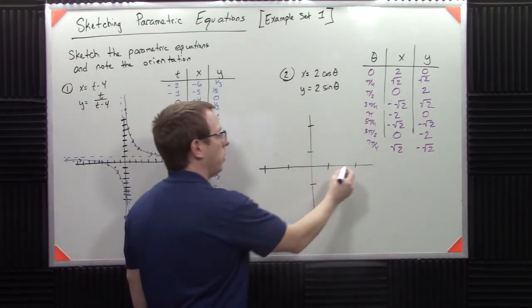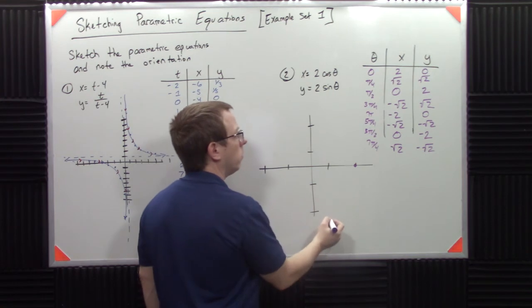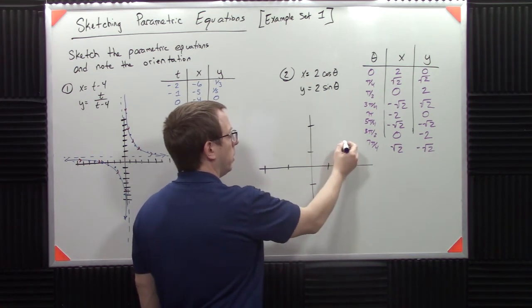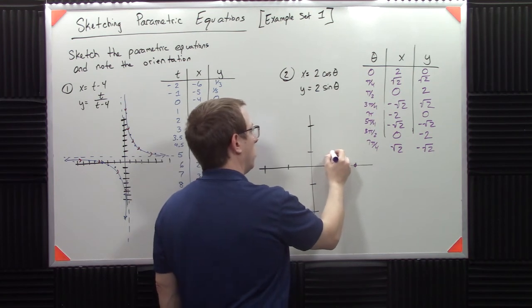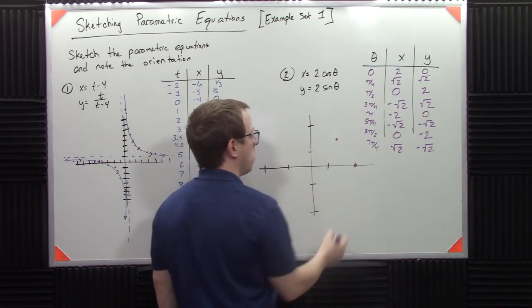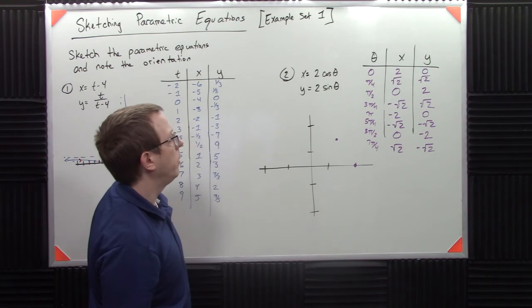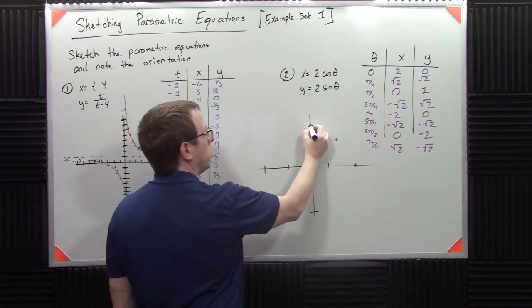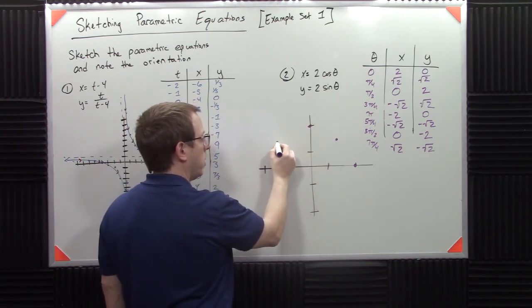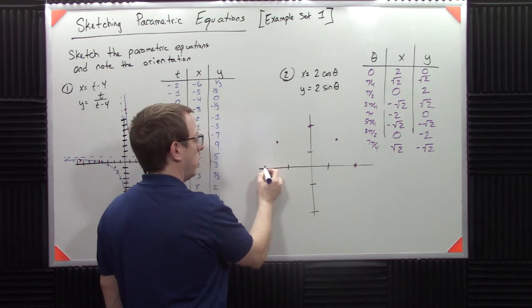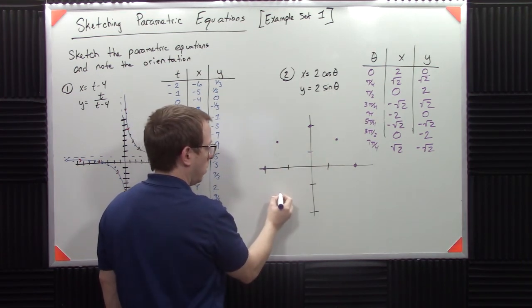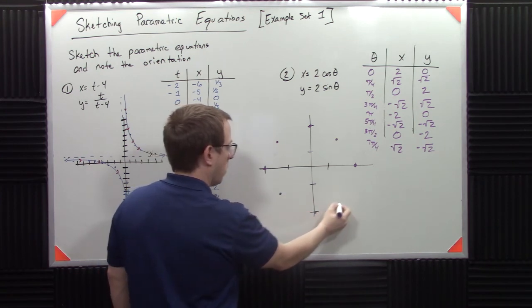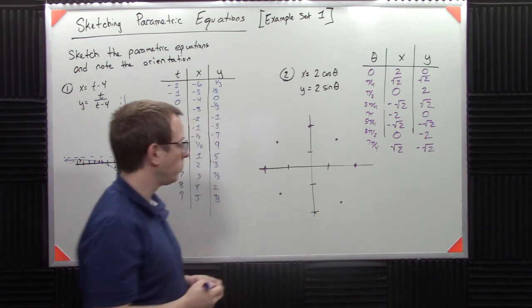Okay, so now we have our plots. We have the point 2, 0. Then square root of 2, square root of 2, which is like here. And then 0, 2, and then here, which is negative square root of 2, square root of 2, negative 2, 0. So then here, here, and here.